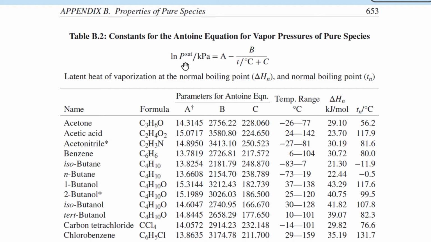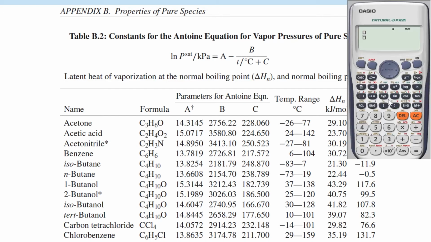And for the saturation pressure, we substitute 500 kilopascals. That is the equivalent of 5 bars given in our problem. Solving for the temperature, that is T. The B for benzene is 2726.81 over A, 13.7819 minus the natural logarithm of our pressure in kilopascals, 500. And that ratio is subtracted with the value of C, 217.572. Our saturation temperature is 142.8 degrees Celsius.